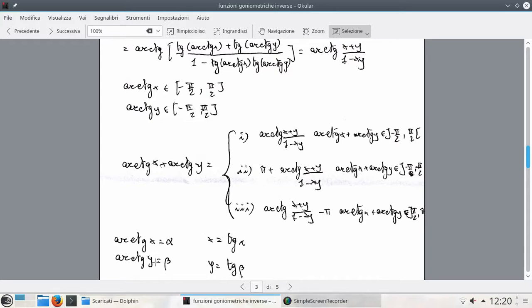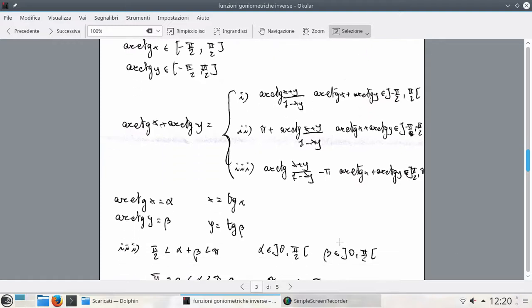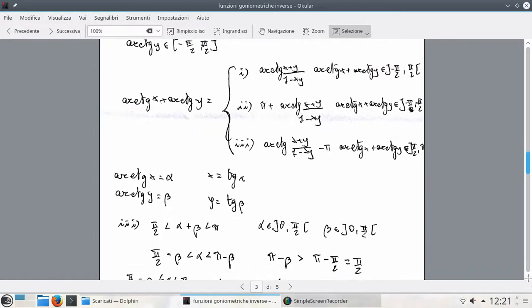arctangent x equals alpha, arctangent y equals beta, so we have easily x equals tangent alpha and y equals tangent beta. Of course, in the end we are interested in formulas related to x and y, so we should modify the relations I, II and III. We start from III.